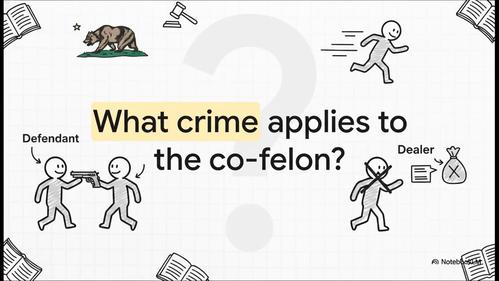A defendant and a co-felon plan to rob a dealer. Unbeknownst to the co-felon, the defendant has a loaded gun. The defendant unexpectedly shoots and kills the dealer. The co-felon takes no money and they both flee. So what crime applies to the co-felon?